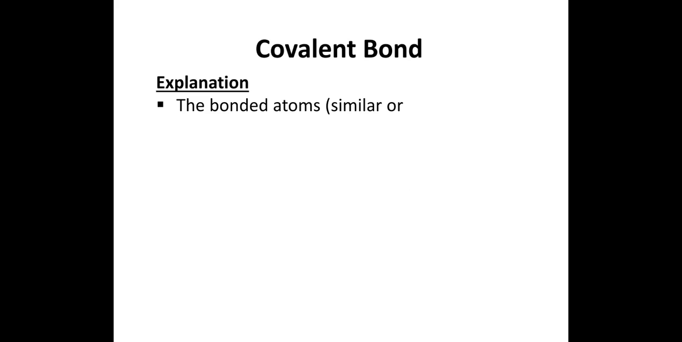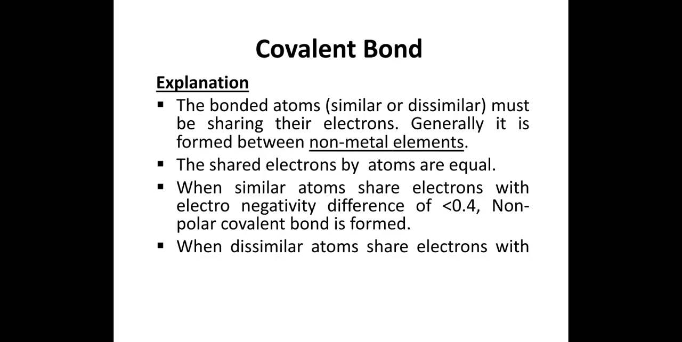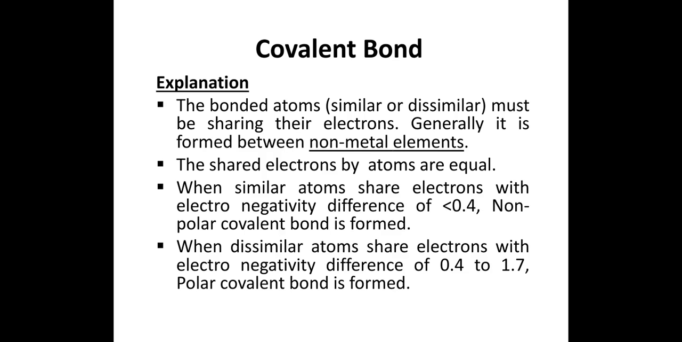Now we move forward and try to explain how covalent bond is formed. The bonded atoms, similar or dissimilar, must be sharing their electrons. Here the stress is on sharing of electrons. Generally it is formed between non-metal elements. The question arises, why is covalent bond formed in non-metal elements? Because non-metal elements have no free electrons to lose like a metal.